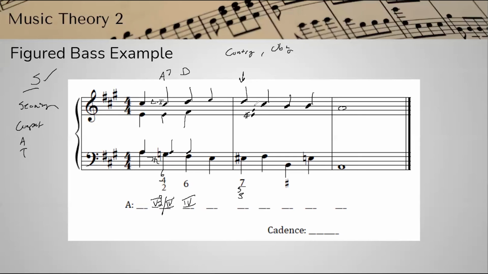A fifth above E sharp is B. And then a seventh above E sharp is D. So our chord is E sharp, G sharp, B, and then D. So you can tell by the sound, it's a fully diminished seventh chord. This is an E sharp fully diminished seventh chord.